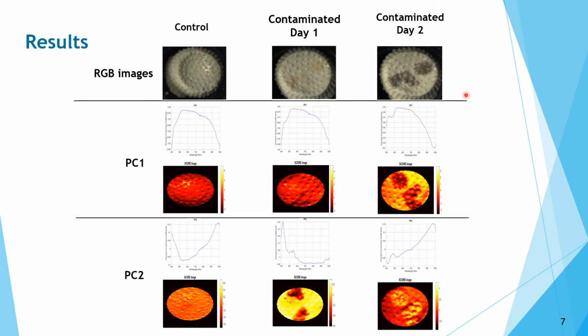For the contaminated sample on the second day, where we start visually seeing some evident changes in color, here the mold was still in its white phase, while here it's in its blue phase. So we do see some changes even in the first principal component. What's of greater interest is actually the second principal component. In the control sample, there is nothing particularly interesting associated with any contamination in the second principal component.